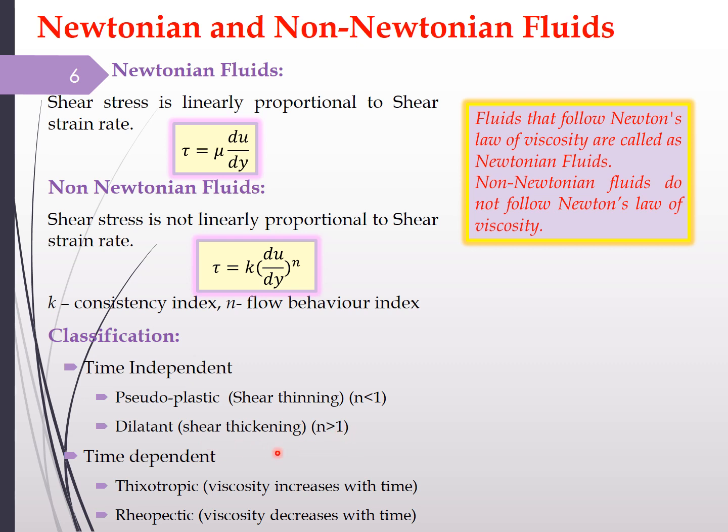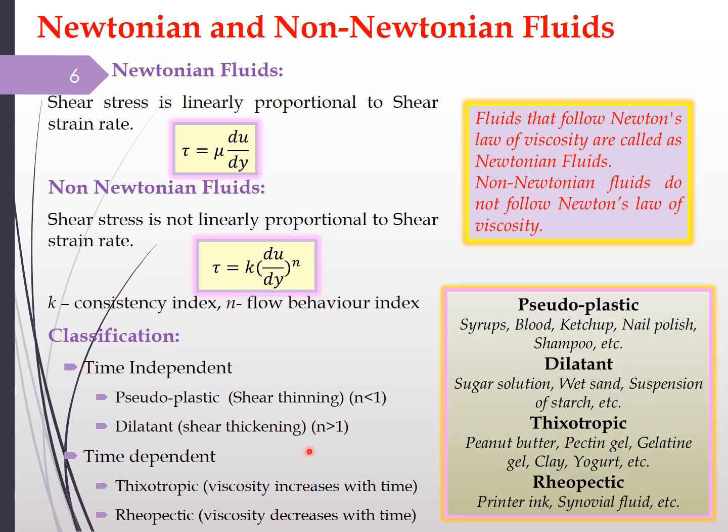Then there are time-dependent fluids, where there will be a change in viscosity with respect to time. In the previous case, there is no dependence on time; there will be no change in the viscosity with respect to time. Basically there will be a change in viscosity with respect to your applied shear stress. In the time-dependent case, viscosity increases with the increase in time for thixotropic fluids, and for rheopectic fluids viscosity decreases with the increase in time. So we have these two categories: time-independent non-Newtonian fluids and time-dependent non-Newtonian fluids.